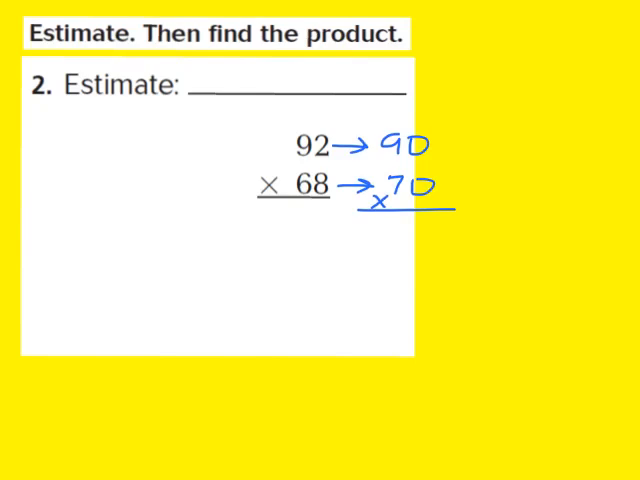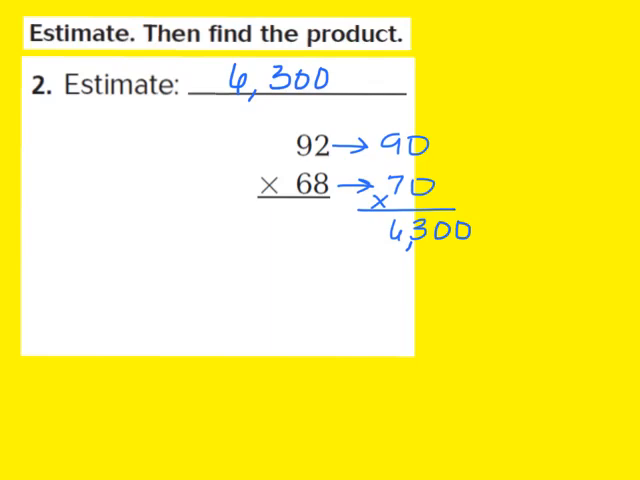Well, what I know is this. I can multiply 7 times 9, and that's going to give me 63. So I'm going to write a 63 down. And I also notice there's 1 zero behind the 9 and 1 zero behind the 7. So behind that 63, I also need to write down 2 zeros. So my estimated answer turns out to be 6,300.